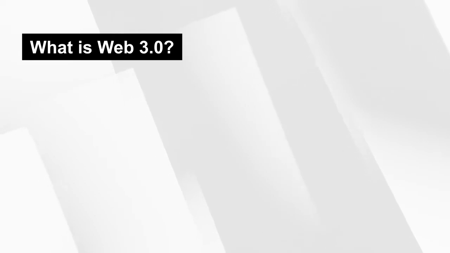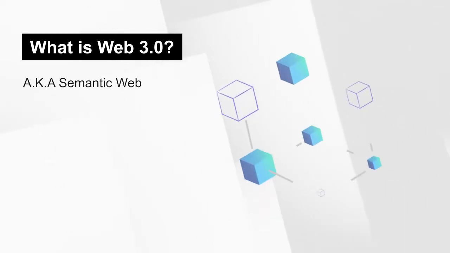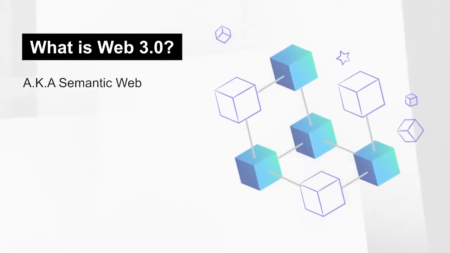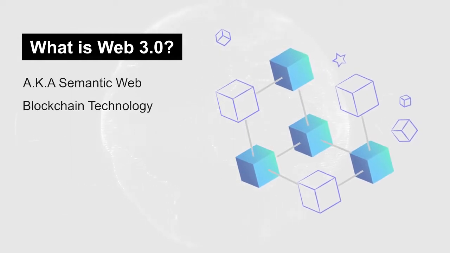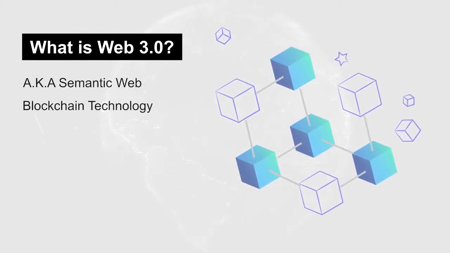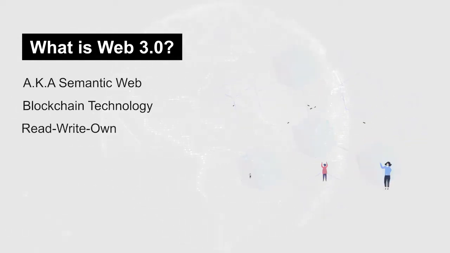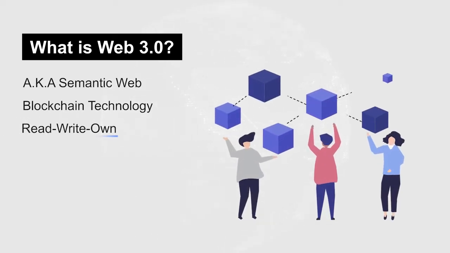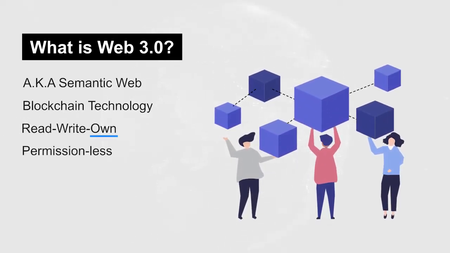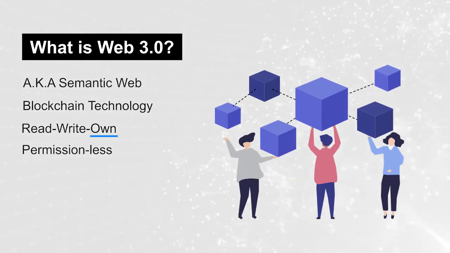Web 3.0, also known as the semantic web, is the next evolution of the internet. It utilizes blockchain technology and tools of decentralization, and unlike in Web 2.0, you become the owner of your content in Web 3.0. It is permissionless, which means anybody can execute a smart contract without the need of API access.